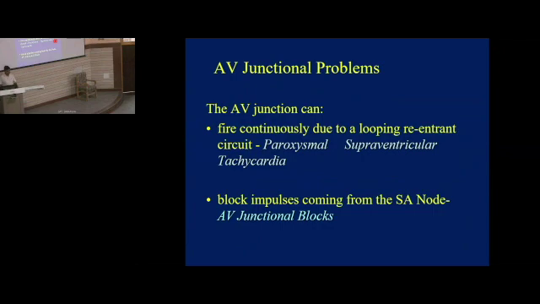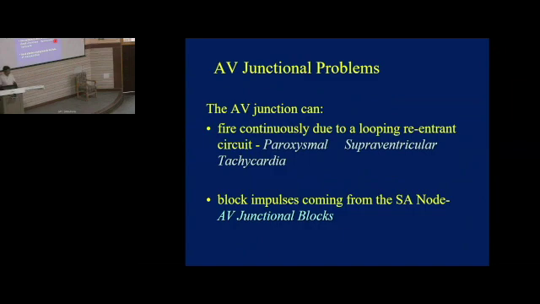So we call this PSVT, paroxysmal supraventricular tachycardia, because one is ventricular tachycardia. It is not happening in the ventricle, it is happening at the junction, at the AV node, the atrioventricular junction. The tachycardia which happens purely in the atria, we call atrial flutter. And then this AV node can also block the impulses, and in that case we call it simply AV junctional blocks.